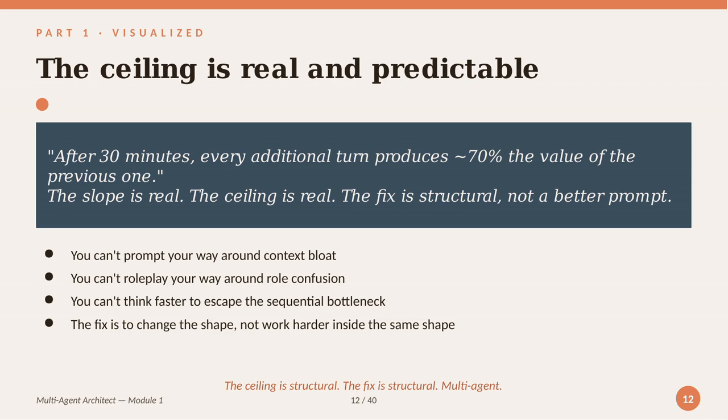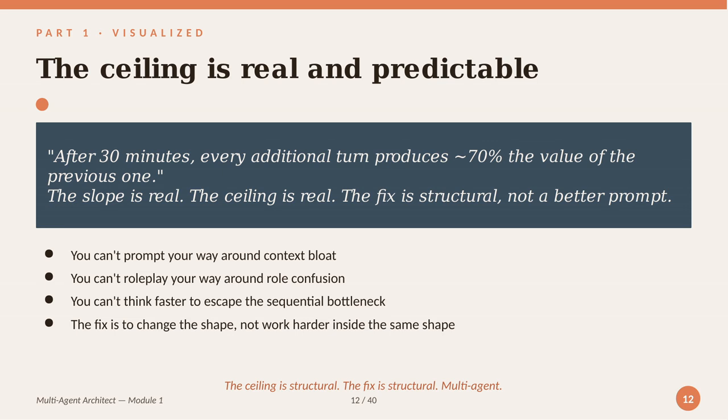The fix is structural, not a better prompt. You can't prompt your way around context bloat. The bloat is happening at the model layer below your prompts. You can't roleplay your way around role confusion. The role compression is happening before any roleplay instruction can take effect. You can't think faster to escape the sequential bottleneck. The wall clock is what it is.